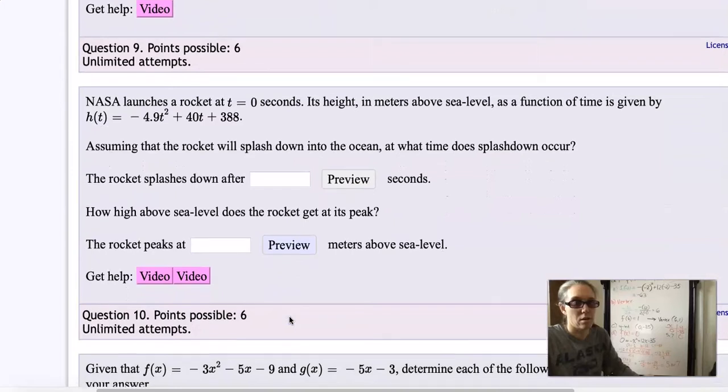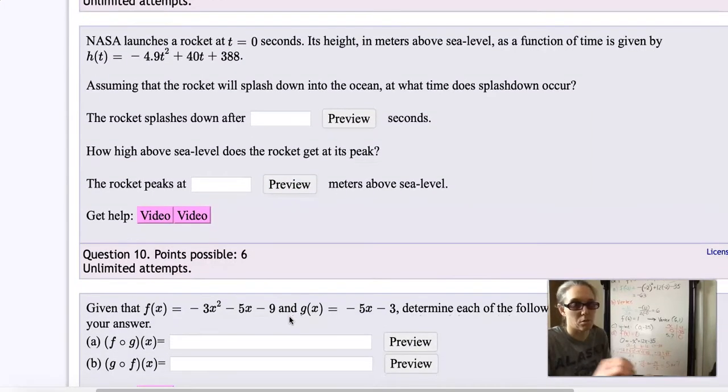Okay, now this NASA rocket problem, question number 10. Let me get this one up on the whiteboard. Okay, so NASA launches a rocket at t equals 0 seconds. That would be the beginning of the launch. And the height is in meters, not feet. That's why it's a negative 4.9 and not the typical negative 16. That's because acceleration due to gravity in meters per second squared is 9.8 meters per second squared, and this is always half of gravity.